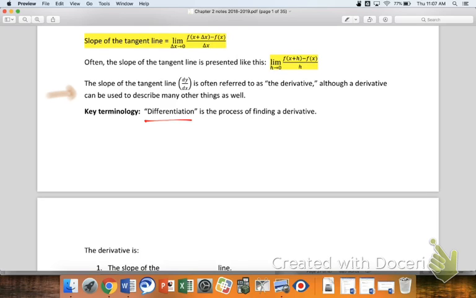So if you're going to find a derivative, you're not going to be deriving anything. You're going to be differentiating something. Make sense? So differentiation is the effort to find a derivative.